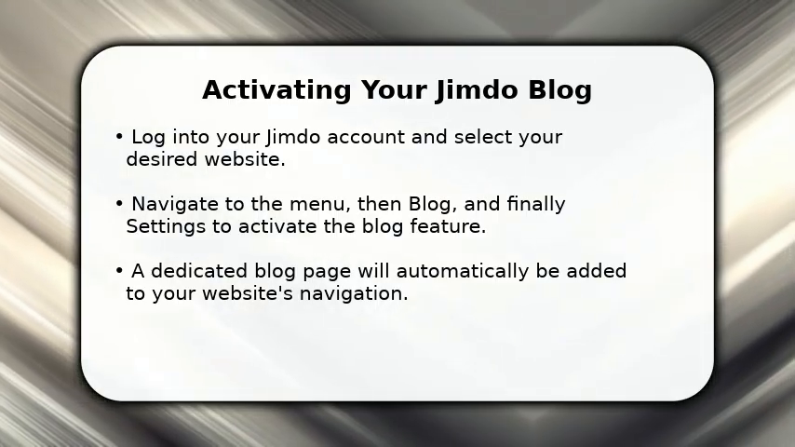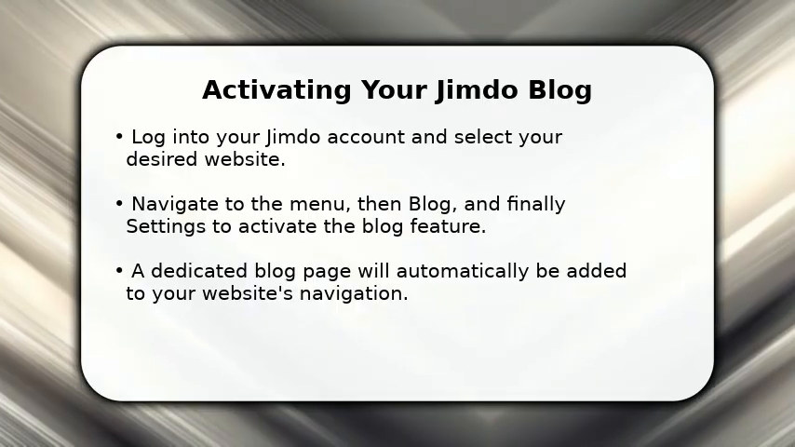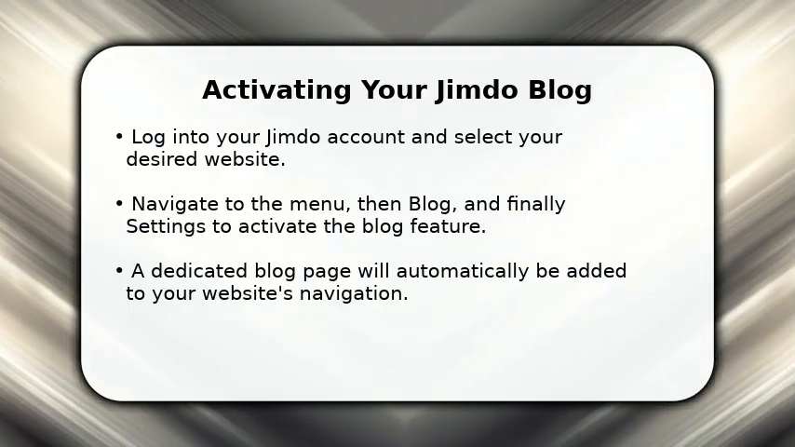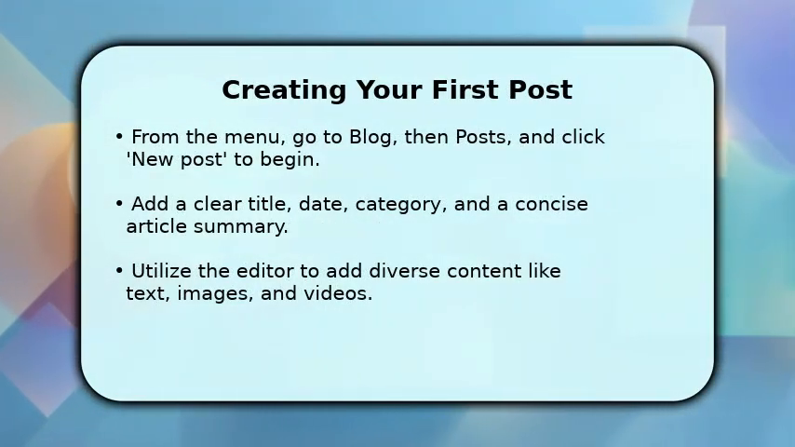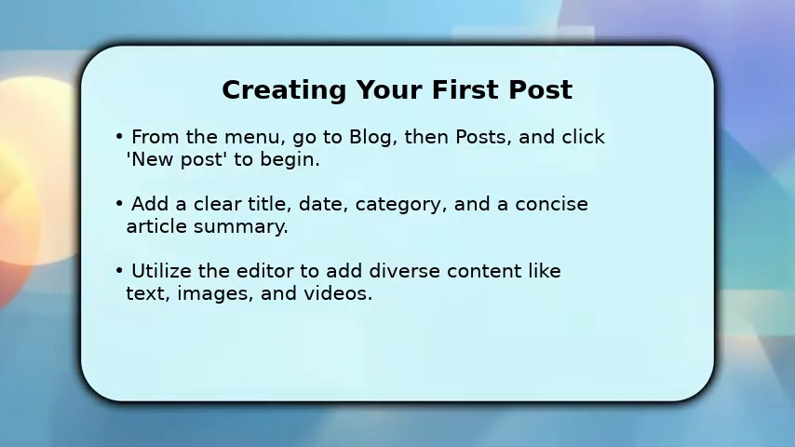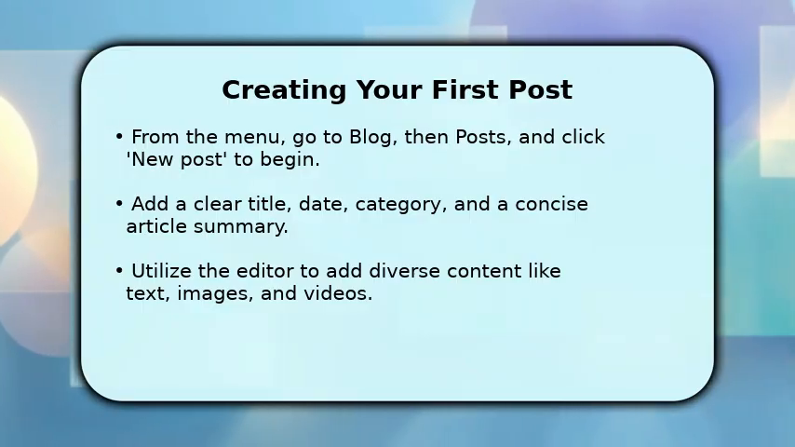Jimdo will then automatically add a blog page to your site's navigation, making it super easy to get started with your new blogging journey. Now that your blog is active, let's create your first post. Head to the menu, click Blog, then Posts, and select New Post. Here, you can add a compelling title, set the publication date, assign a category, and write a brief summary.